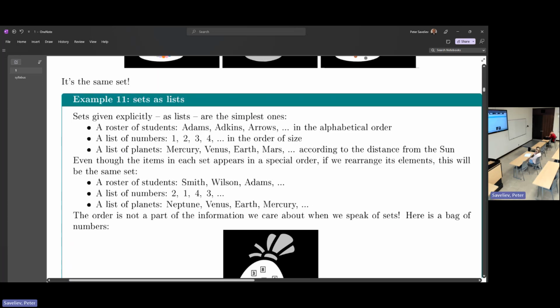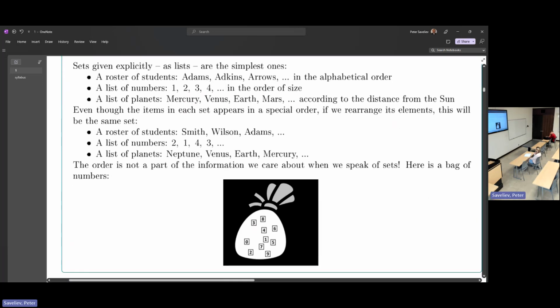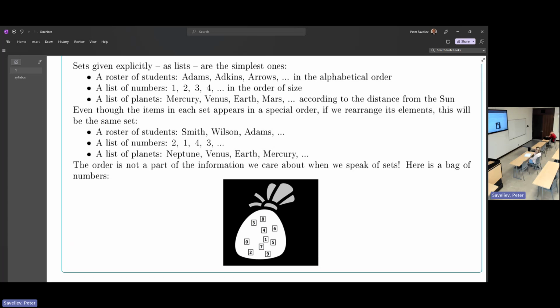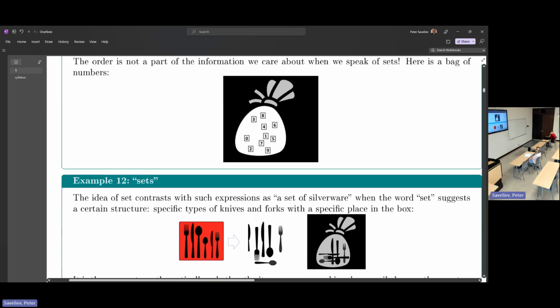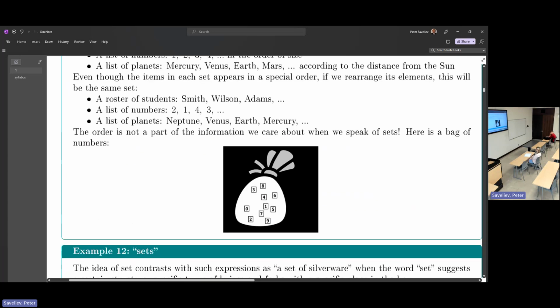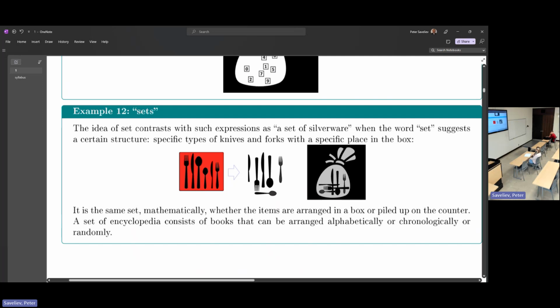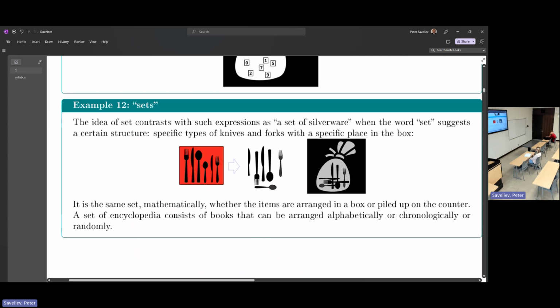Oh, okay. Even if these are numbers, we just imagine once again that they are in a bag, and we just shake the bag, and that's all there is. So the order, everything, is gone. That allows us to treat these sets as sets, and in fact you can do algebra with sets later on.